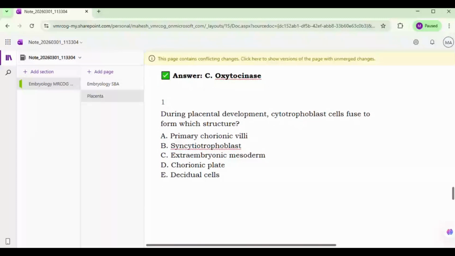Next. During placental development, cytotrophoblast cells fuse to form which structure? Option A, primary chorionic villi. Option B, syncytial trophoblast. Option C, extraembryonic mesoderm. Option D, chorionic plate. Option E, decidual cells.